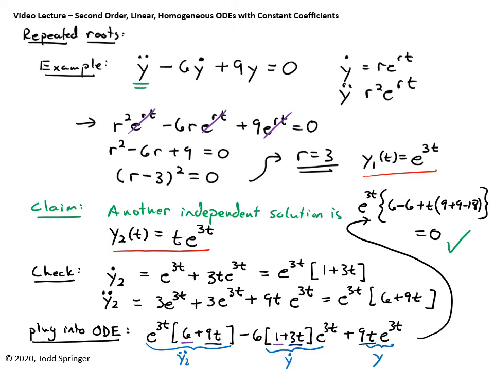So in the case where you have two identical solutions to the quadratic equation, to this characteristic equation, you have a repeated root. The claim is that the first one gives you the regular solution, r is equal to 3 in this case, and then to find an independent solution, you just multiply by t, and then you have another solution. So now I got my two solutions, and I can form the general solution.